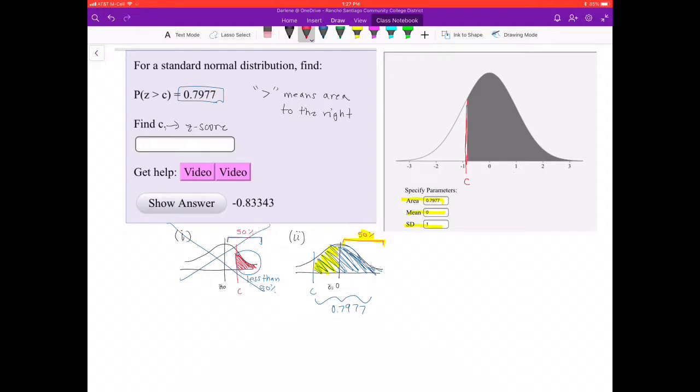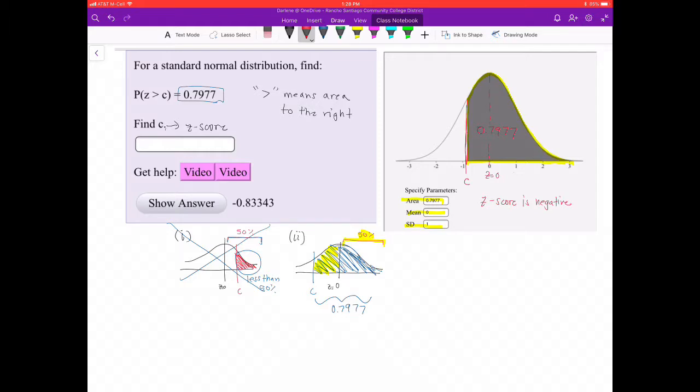Okay, and this area to the right of c is 0.7977. And don't forget, here's the mean, right, where z equals 0. So because c is on the left of the mean, we know that the z-score will be negative. It is negative. So that's one thing we'll note.